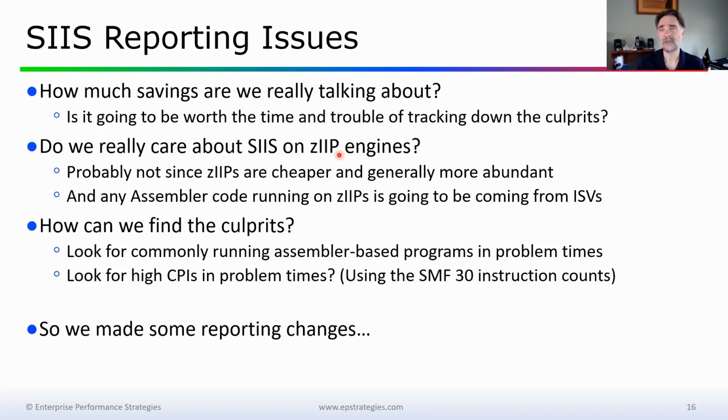So again, how can we find the culprits here? And of course, like I've said, look for those commonly running assembler-based programs. And then the other idea here is, well, maybe we could look for high CPIs in the problem times, okay? CPI stands for cycles per instruction. Basically, how many machine cycles on average is it taking to get an instruction done, right?